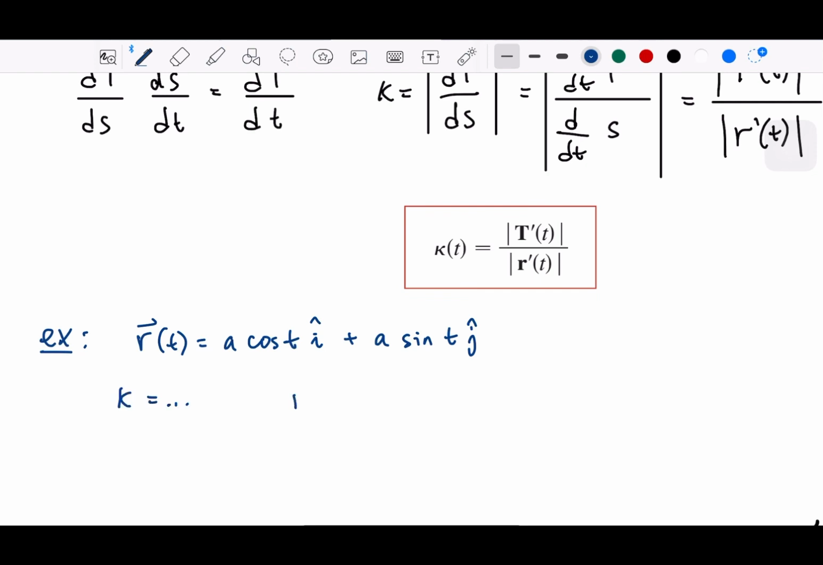first we need to take the derivative. So cosine becomes negative sine, and then sine becomes cosine. Okay, and then we take the magnitude value of this derivative. So it's sine squared plus cosine squared is 1. So we say that this is going to be the square root of a squared, it's a, right? So we can say this is a.